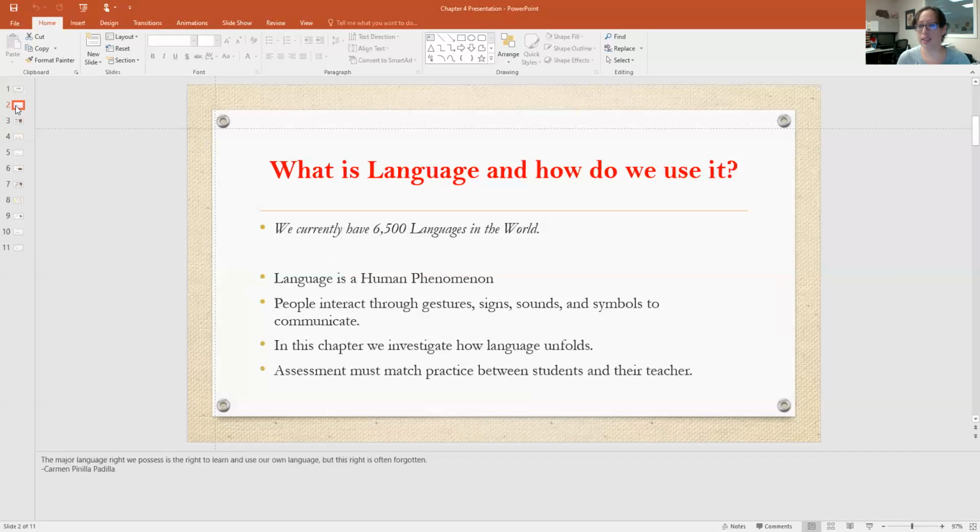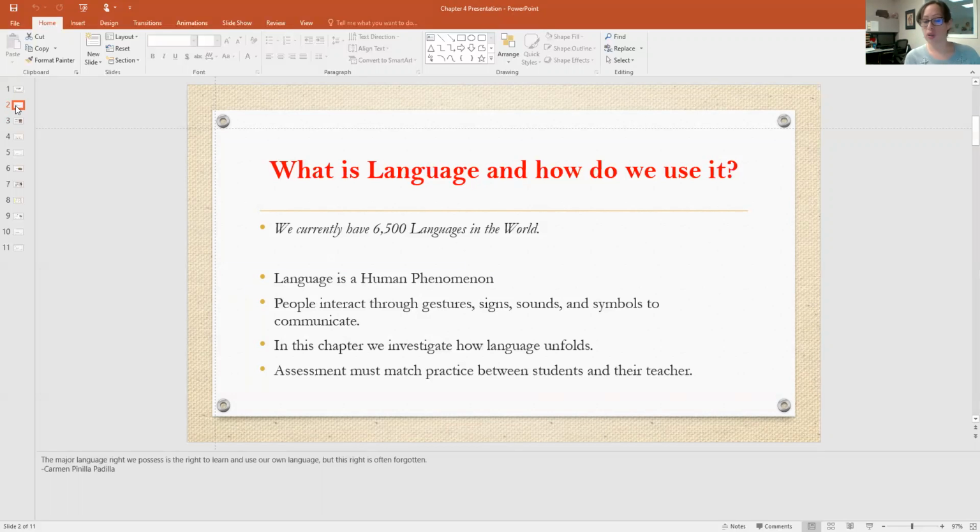We currently have 6,500 languages in the world. Language is a human phenomenon, right? It's amazing when we hear different languages and then we turn around and somebody's answering because they understand it. People interact through gestures, signs, sounds, and symbols to communicate. When it talks about symbols, I'm presuming it's talking about possibly sign language or signs, gestures. Some of us talk with our hands, expressions.